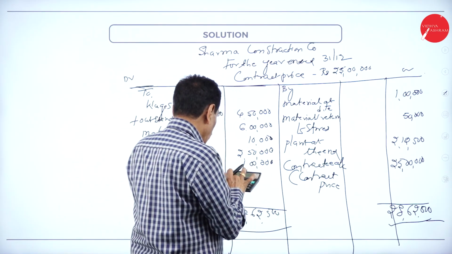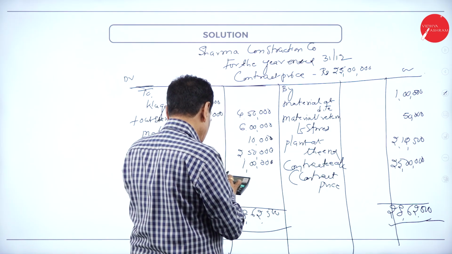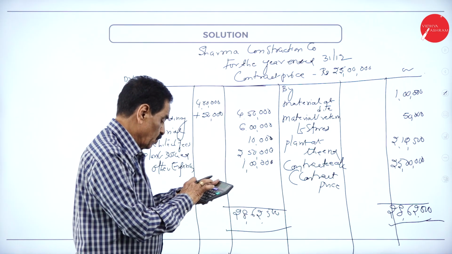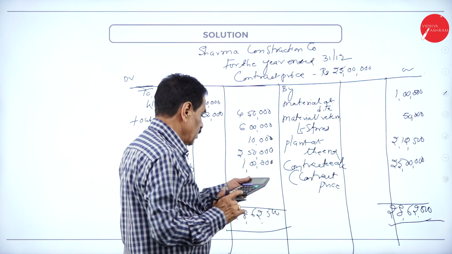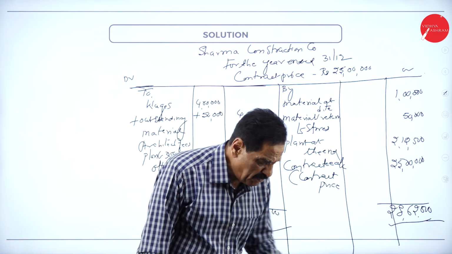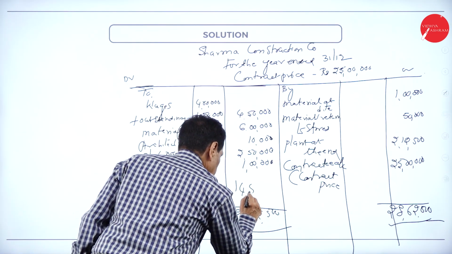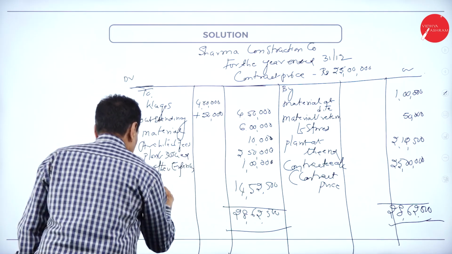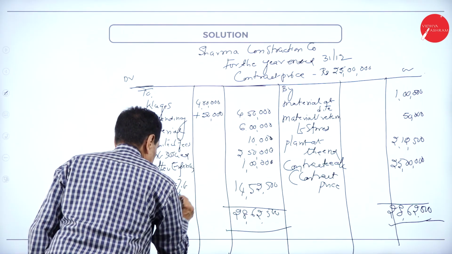Minus 4,50,000 minus 6 lakh minus 10,000 minus 2,50,000 minus 1 lakh. So 14 lakh 52,500 to profit and loss. This is profit to contractor.